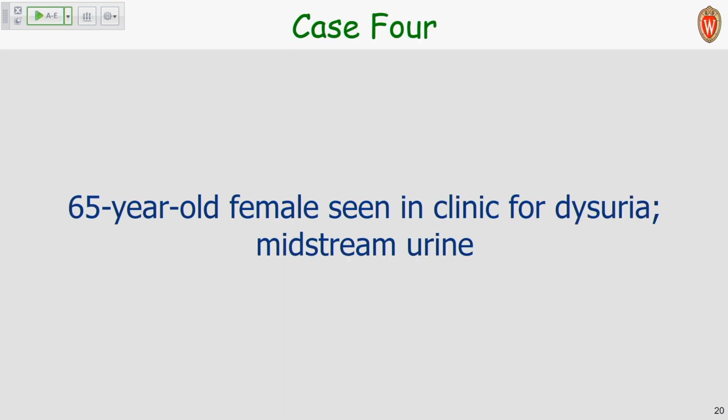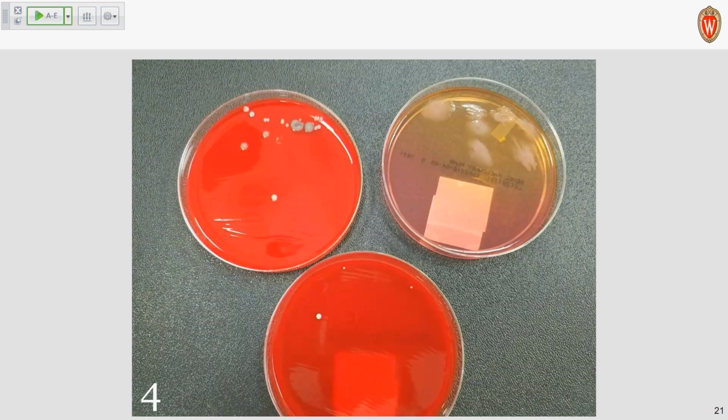Case 4, 65-year-old female in the clinic for dysuria, midstream urine. So our CNA is again down there on the bottom. I don't know if you can see the MacConkey. There is some whitish stuff on there, like non-lactose fermenters. A little bit hard to see, maybe depending on how far away you are.